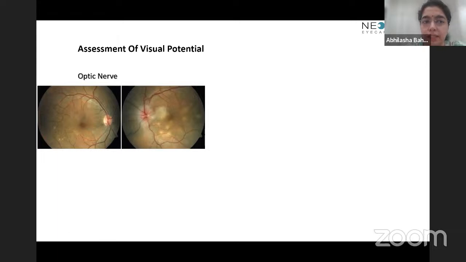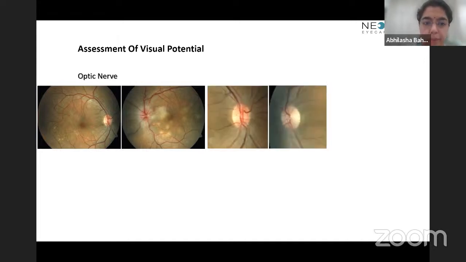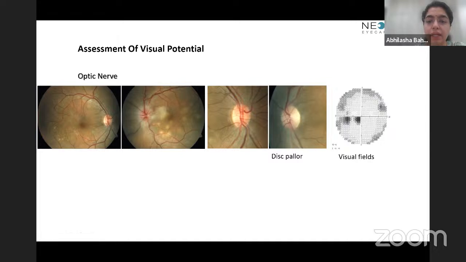Coming to assessment of visual potential, wherever possible, if the fundus view is clear, always assess the visual function and look at the optic nerve. This is a case of multifocal choroiditis with optic neuropathy. Now here you see after healing, if you see the right eye optic disc and the left eye optic disc, there is a slight temporal pallor in the left optic disc. Now in this patient, that pallor has led to a centrocecal scotoma on visual field.